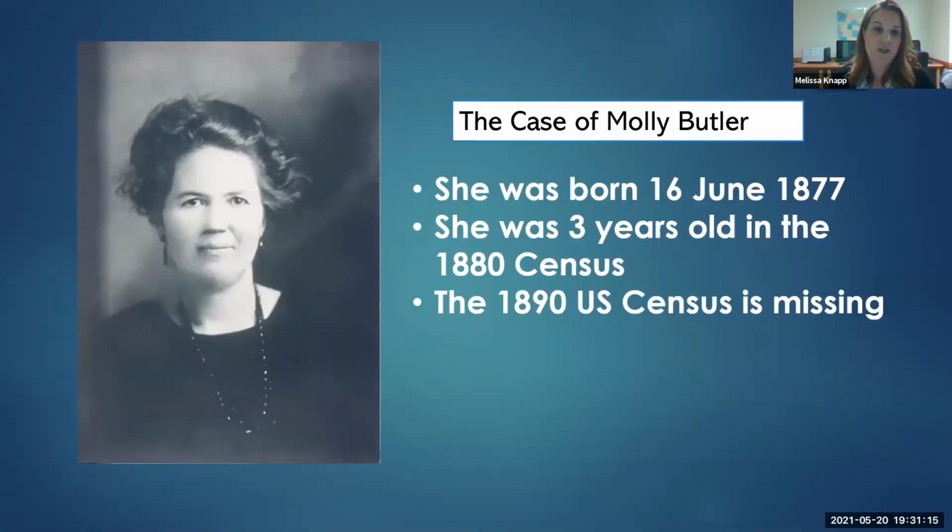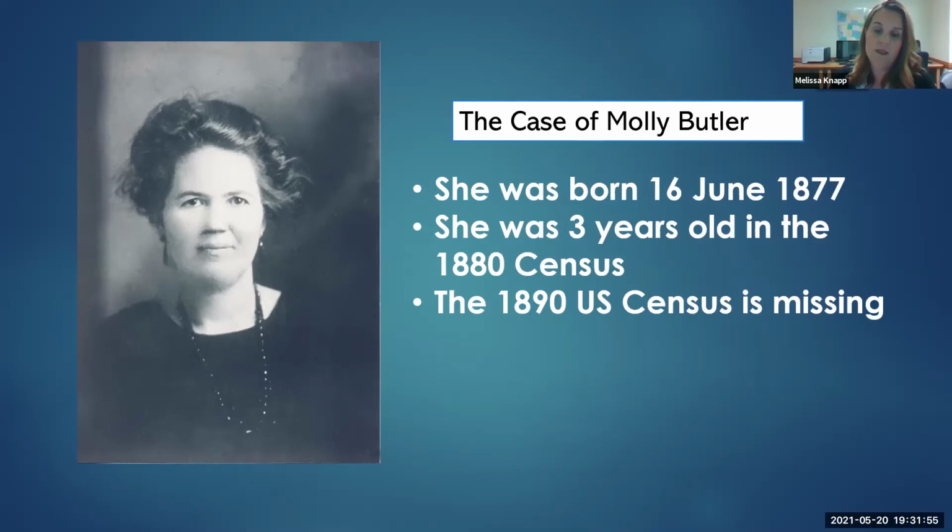Okay, so I have a little case to show you, the case of Molly Butler. And as we're going through this, I want you to think about what you would think if you came across her records here. So she was born in June of 1877. We don't have a birth record for her, because there were no birth records where she was born at that time. But when she was 3 years old, she was in the 1880 census with her parents. However, we know that the 1890 US Census was destroyed, so we no longer have that. So we don't get to see her as a 13-year-old.